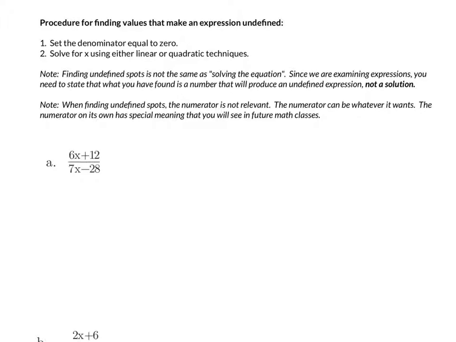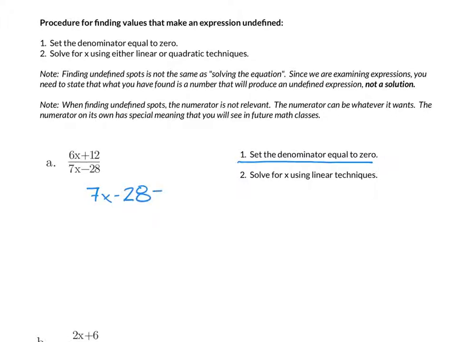In order to find what values will make an expression undefined, we want to know when the denominator is going to equal 0. So we're going to set the denominator equal to 0 and solve for x using either linear or quadratic techniques. Let's look at example A. The first thing we want to do is set the denominator equal to 0. We get 7x minus 28 equals 0. From there, we want to solve for x using linear techniques.